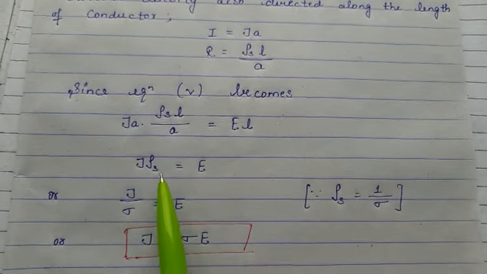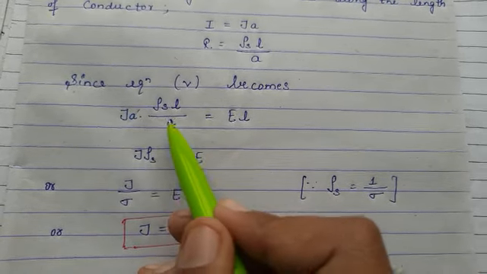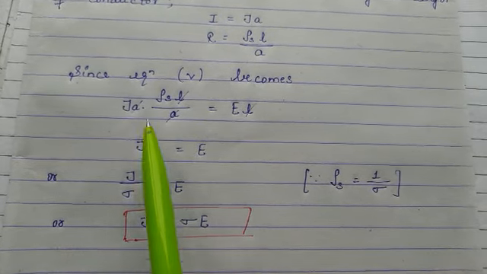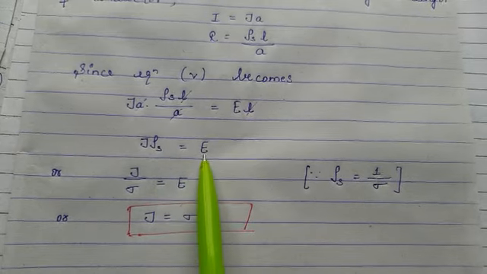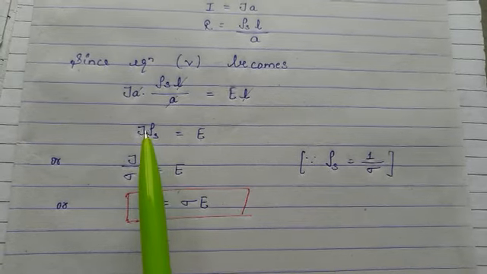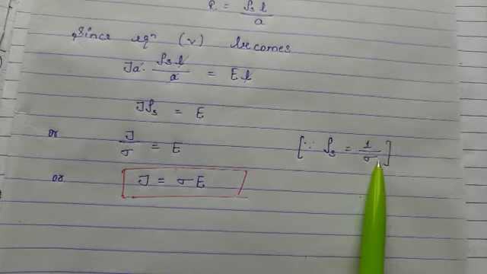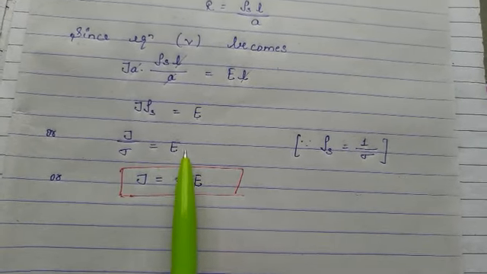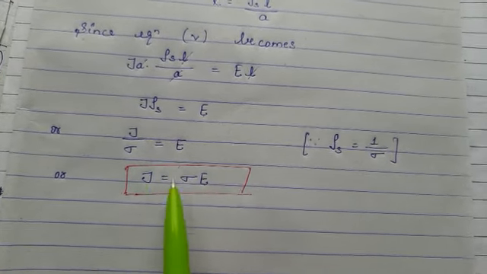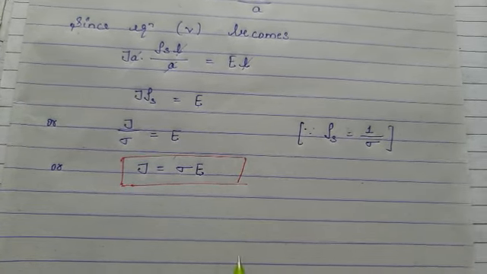Now what happens when we further sort out this equation? The area of cross section cancels, and the length of the conductor also cancels. We are left with current density into rho is equal to electric field. Now we know that rho is equal to 1 over sigma, or you can say that the reciprocal of resistivity is called conductivity. That's why I'm writing J over sigma is equal to E. To find the value of current density, we cross multiply, so J is equal to sigma into E, which is the microscopic form of Ohm's law.